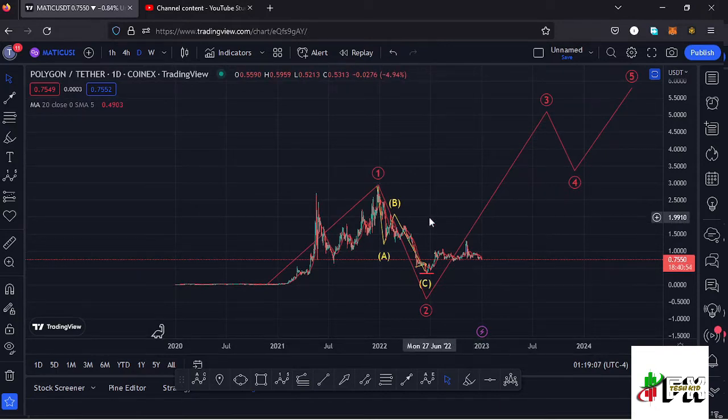Allow me to kickstart the video here on the daily chart by first giving you a brief of what has been happening, where you can see that Polygon Matic, from these low prices that we had been trading within, we saw a very nice bounce to the upside, making it to an all-time high at around the $2.9 mark.